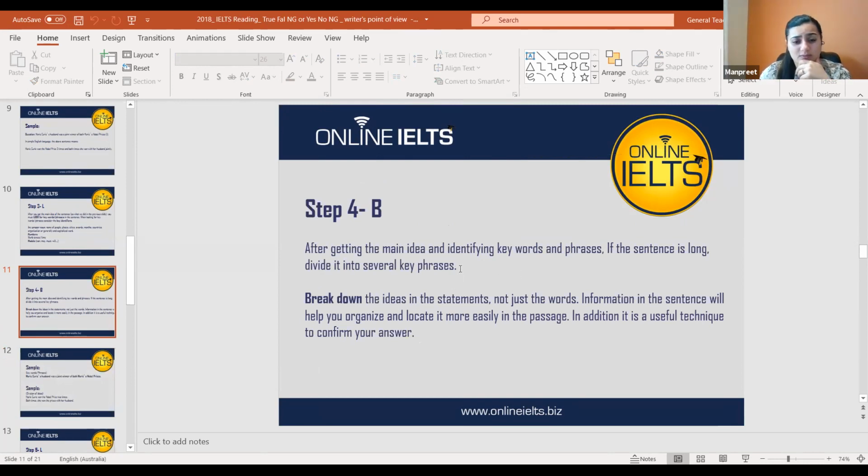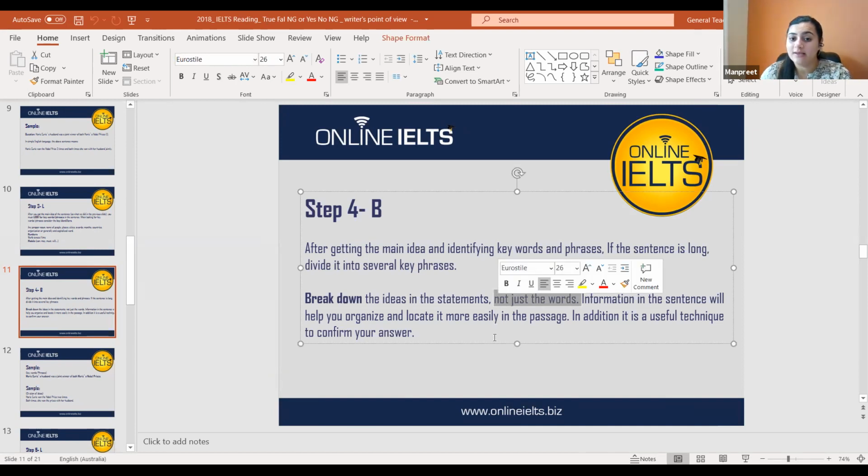Okay, so it just says if the sentence is long, sometimes it can have 13 to 14 words. In that case, the sentence is considered long when it has this many words. So just divide it, just split it into different phrases and then break down, understand, and don't just break the words as it says. So when I say breakdown of the sentence or statement, not just the words but the ideas. So if the sentence is long, it can have a few ideas. Okay, so you just have to break down the ideas, break down the sentence into phrases, and then try to look for it in the passage.